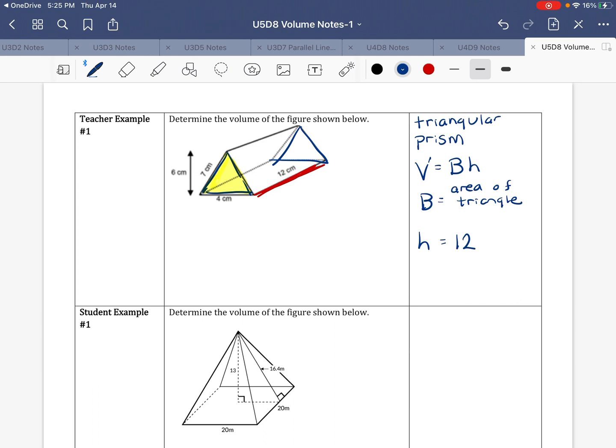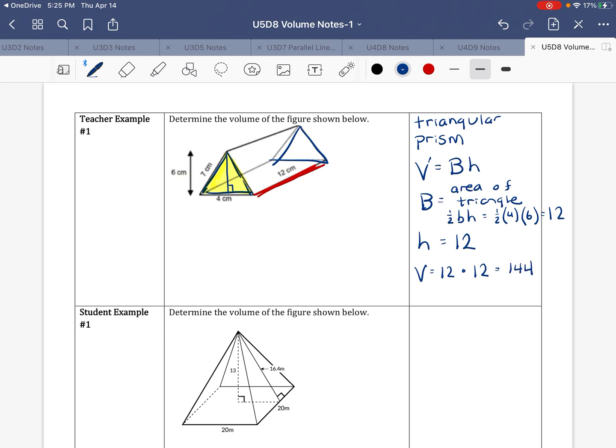The area of my triangle, here, I'm going to use the equation 1/2 base of my triangle times height of my triangle. So 1/2, the base of my triangle is 4, and the height of my triangle is 6. So 1/2 times 4 times 6 will be 12. So when I multiply, volume equals the area of my base, 12, times my height, which is also 12, I end up with 144.